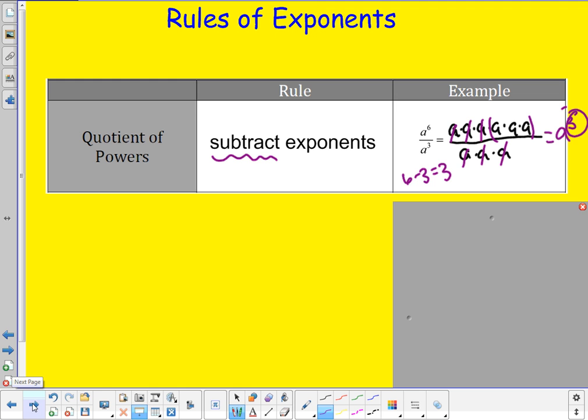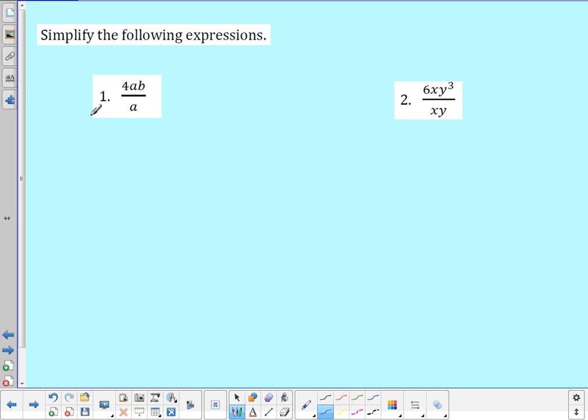Let's just do a few basic examples. In number 1, I've got 4ab divided by a. Again, that principle that any number divided by itself is 1 means that these a's can cancel out. After I cancel the a on the bottom, there's nothing left over in the denominator. I don't need a denominator anymore. I just look at what's left on the top. So I have 4b here, and that's my simplified expression.